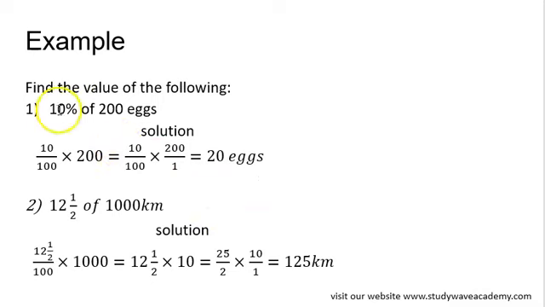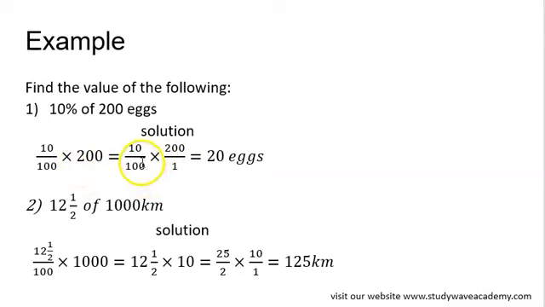Here we have, find the value of the following: 10% of 200 eggs. How do we do that? 10 over 100. This is the percent, right? The percent represents 100, right? So 10 over 100 times 200. There's an invisible one under the 200. So we write our equation. Then we do the cancellation method.